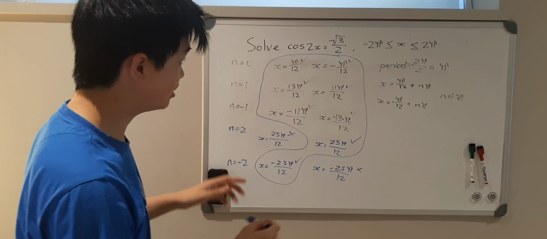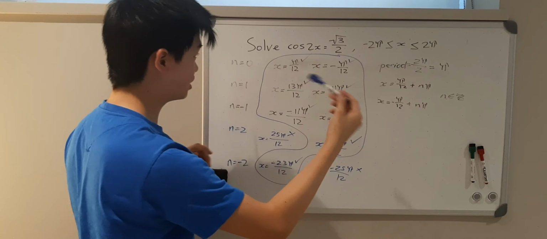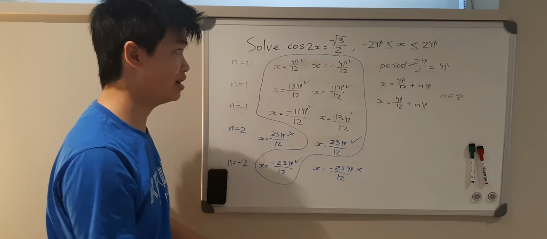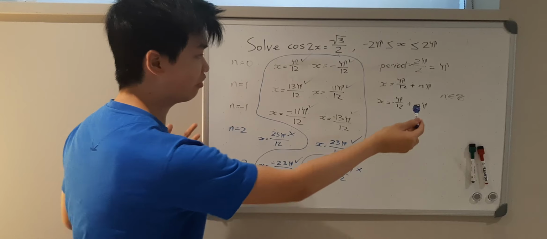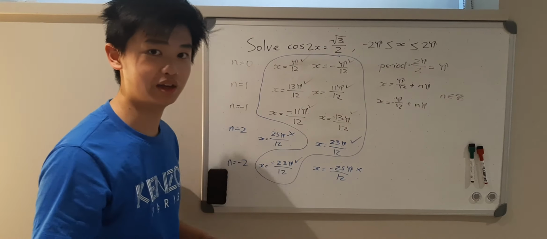So what's really important is you have to keep in mind that the cosine function does repeat, and you have to solve for the period, and then you can find the general formula and then apply the domain. Thank you.